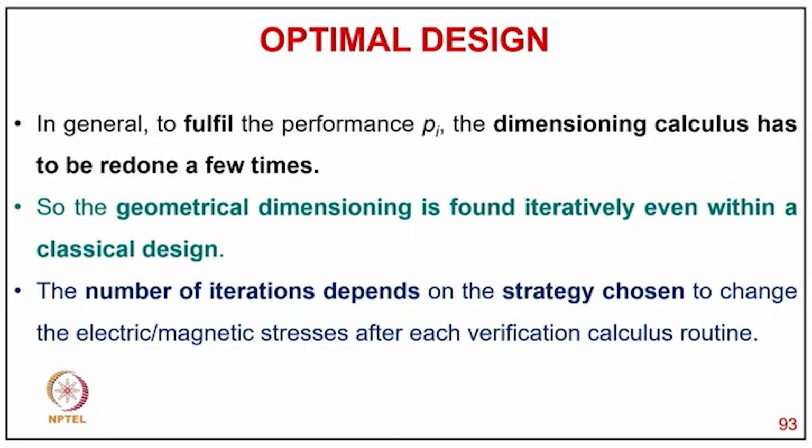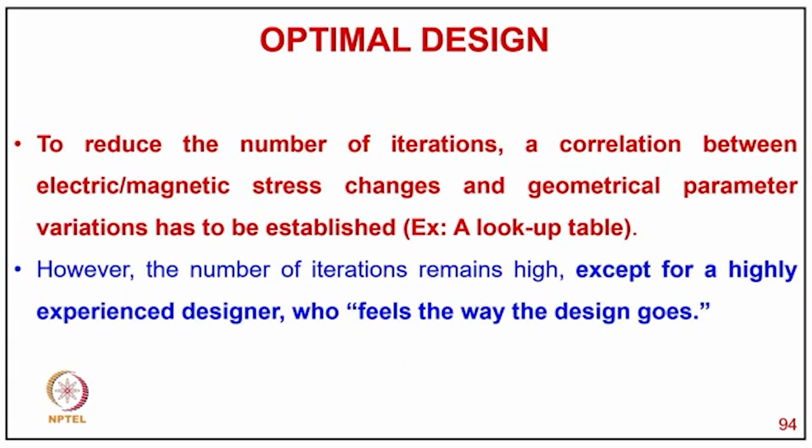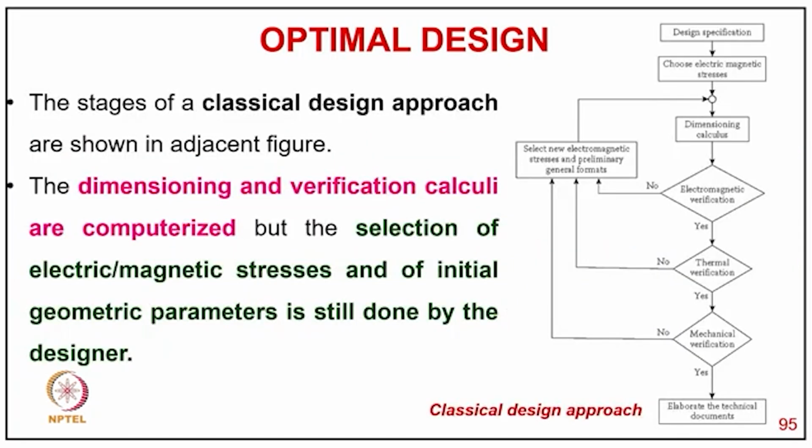The number of iterations depends on the strategy chosen for the electric and magnetic stresses. After verification, each verification is a calculated subroutine. To reduce the number of iterations, a correlation between the electric and magnetic stress changes and the geometric parameter variation had to be established, for example as a lookup table. However, the number of iterations remains high, except for a highly experienced designer who has a feel for the way the design goes.